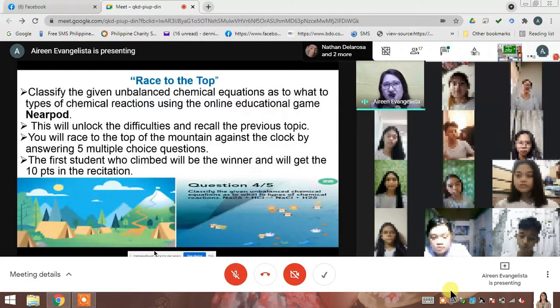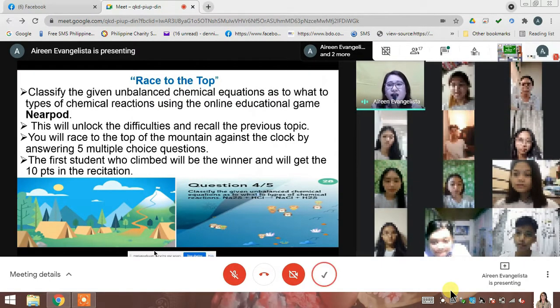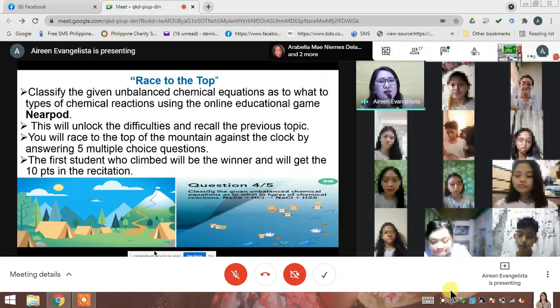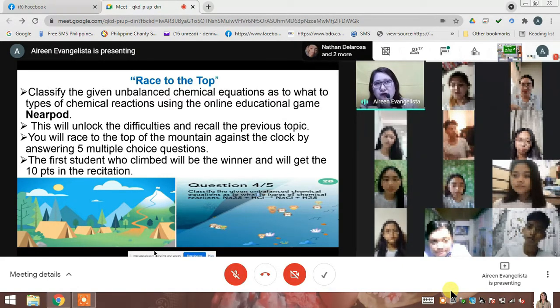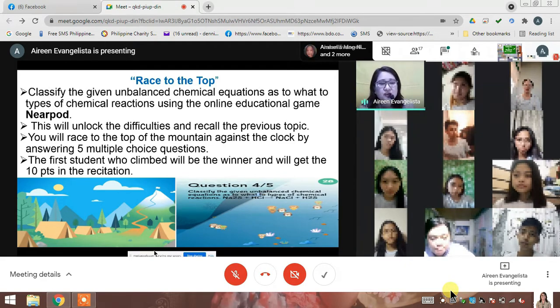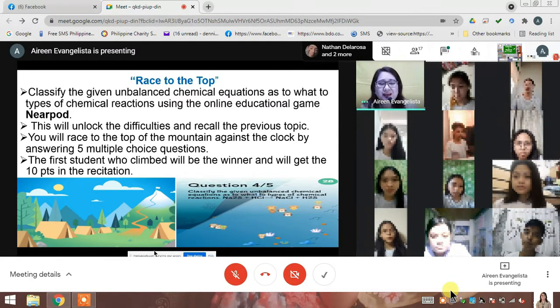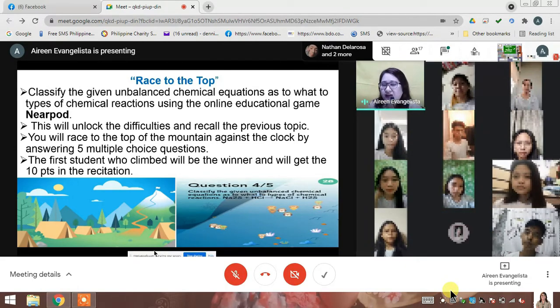So let's start with the game, guys. Let's have the Race to the Top. You have to classify the given unbalanced chemical equations as to what type of chemical reaction, using the online educational game NERPAD. So you have to go to nerpad.com. This will unlock the difficulties and recall the previous topic. You will race to the top of the mountain against the clock by answering 5 multiple choice questions. The first student to finish will be the winner and will get 10 points in the recitation.